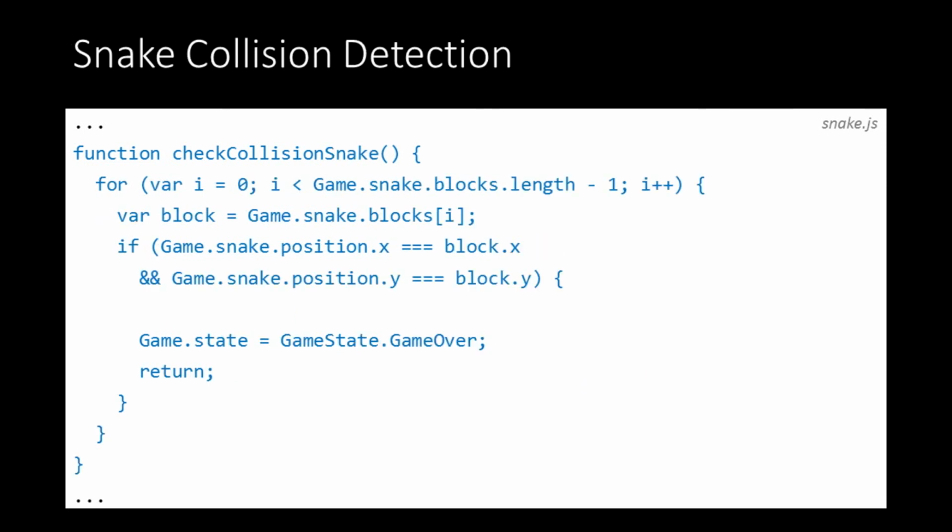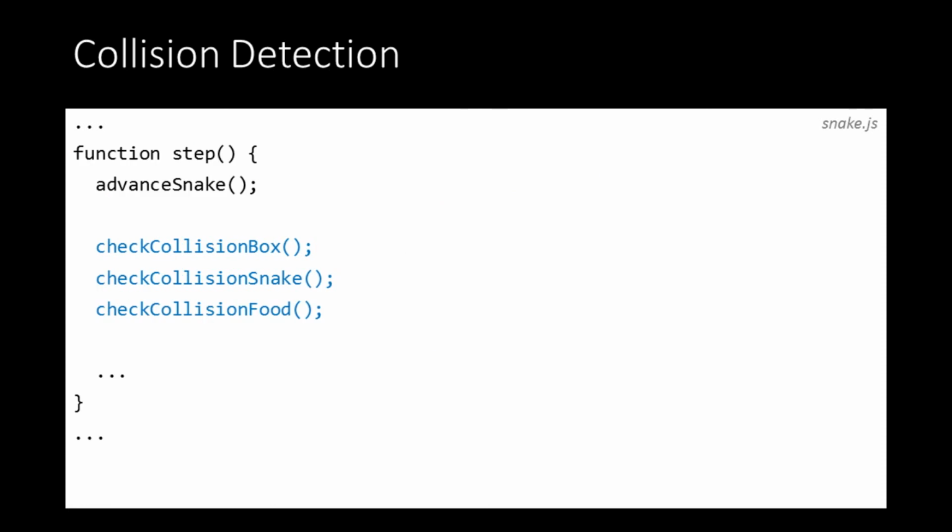To check collisions with the snake, we'll compare the block at the head of the snake with each of the other blocks. If we find a match, we'll set the game state to game over. Inside the step function, after calling the advanceSnake function, we'll add the checkCollisionBox, checkCollisionSnake, and checkCollisionFood functions.